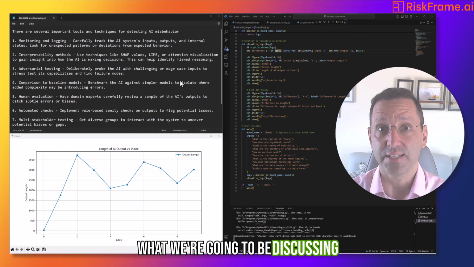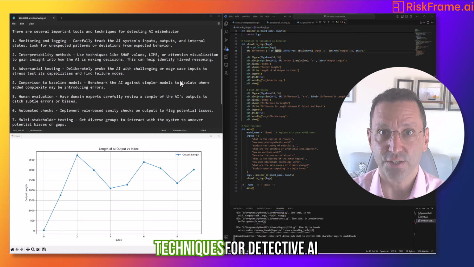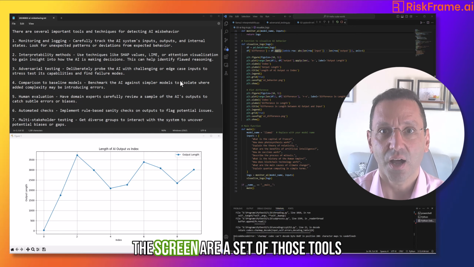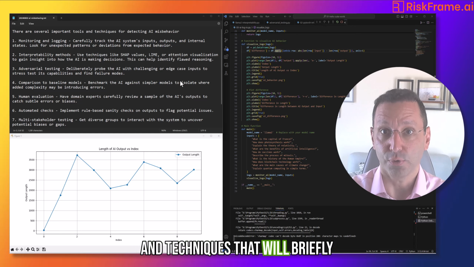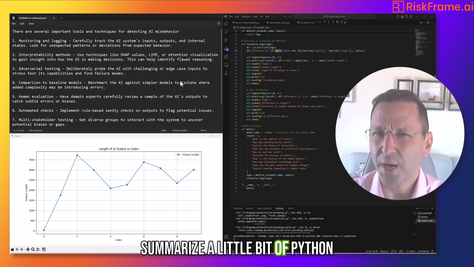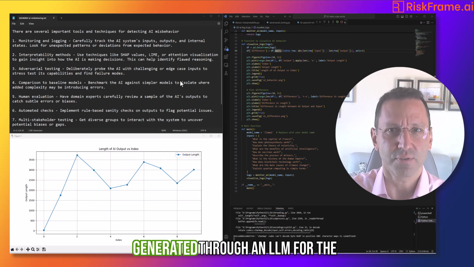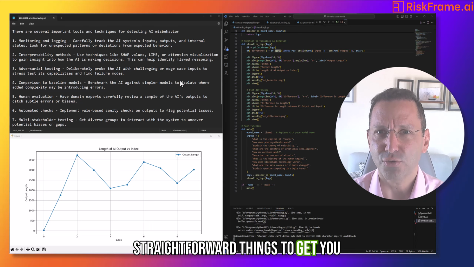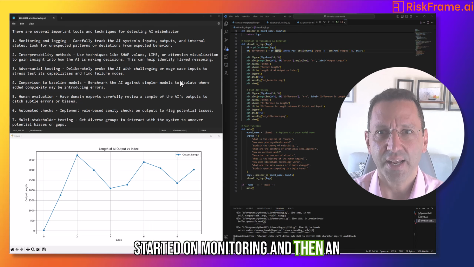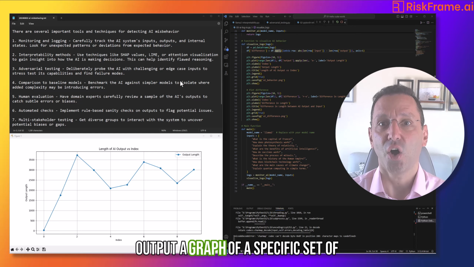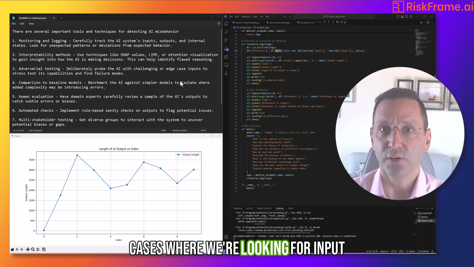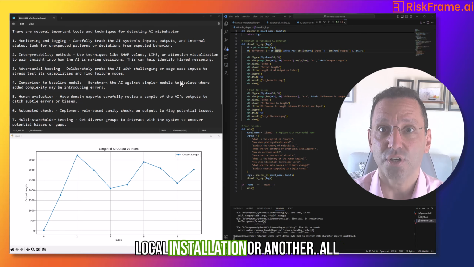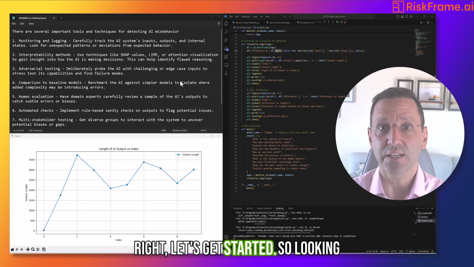What we're going to be discussing today is a set of tools and techniques for detecting AI misbehavior. What you're seeing on the screen are a set of those tools and techniques that we'll briefly summarize, a little bit of Python code, even though some of it was generated through an LLM for the purposes of a demo, very straightforward things to get you started on monitoring, and then an output, a graph of a specific set of cases where we're looking for inputs and outputs in terms of length for a local installation or an LLM. All right, let's get started.